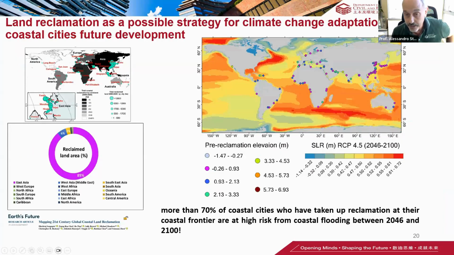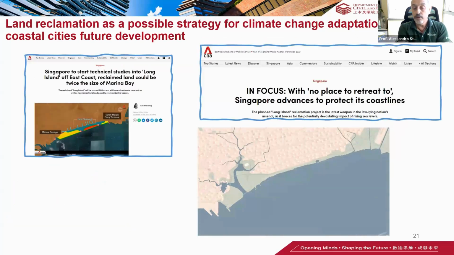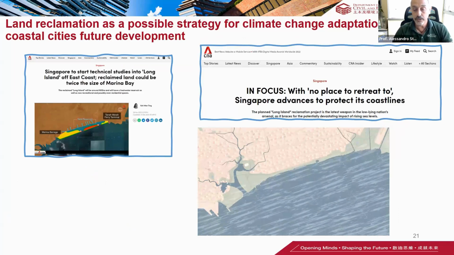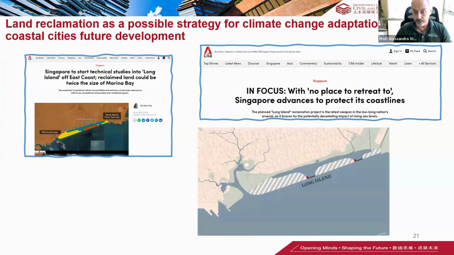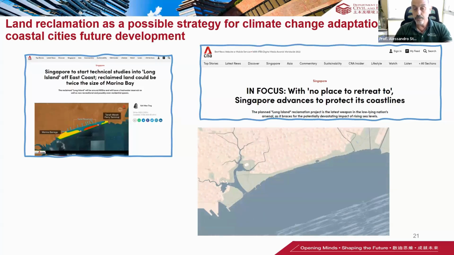Well, this is globally a trend. This study actually reported all the reclaimed land worldwide, and noticed that Southeast Asia pretty much occupied 90% of the worldwide reclaimed area. The problem is that in the future, we expect that most of these coastal cities will be under flooding due to the sea level rise. So here is an example of what we can do. For example, this is taken from Singapore, where they are planning to move the coastline forward with the aim to protect the city.